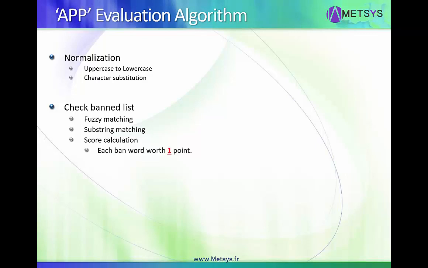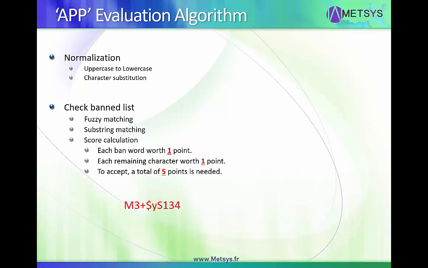Each banned word is worth 1 point. Each remaining character is worth 1 point. And in order for a password to be accepted as compliant, a total of 5 points is needed. For example, if you have a password like that, the password will be normalized to something like this, Metsis134.